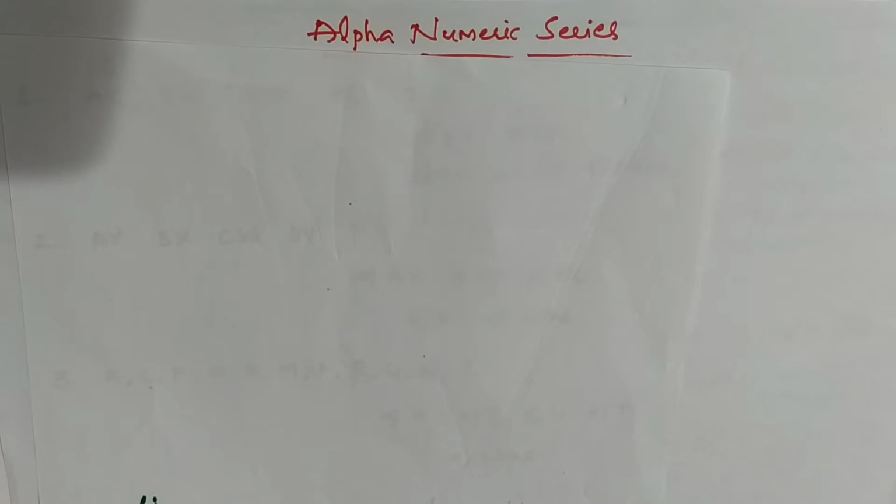Today we'll discuss alphanumeric series. From this we are getting 5 questions. Alphanumeric series is of 3 types. First one is alphabet series. Let me see the different types of questions of alphabet series. Take the first question.